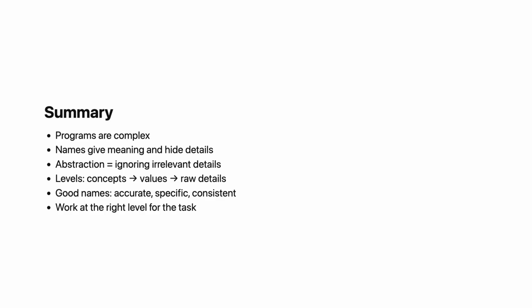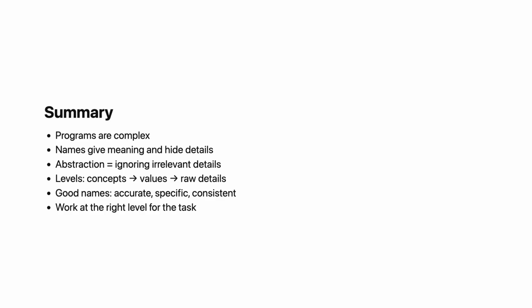Let us summarize. Programs are complex. We cannot hold all details in mind at once. Names let us refer to things with simple words. Names give meaning and hide details. Abstraction means ignoring irrelevant details. It lets us focus on what matters. Abstractions exist at different levels. Higher levels hide the details of lower levels. Good names are accurate, specific, and consistent.